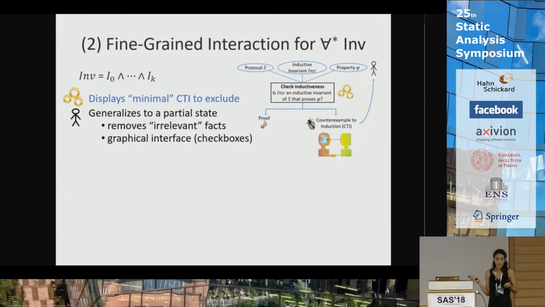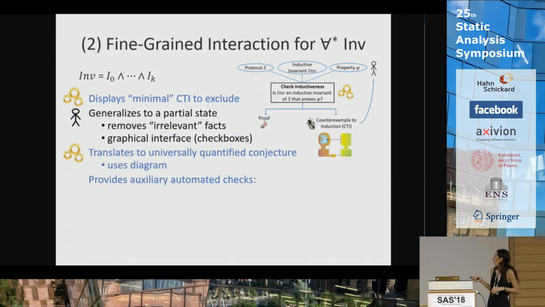Now the user, this is the smart part, this is where the user uses their intuition. The user will have to generalize the counterexample to induction and mark which facts in this state, in this counterexample to induction, are actually not relevant, are not important, and can be generalized away. And this will be just using a graphical interface. The user has checkboxes and can say, don't consider the free relation, for example.